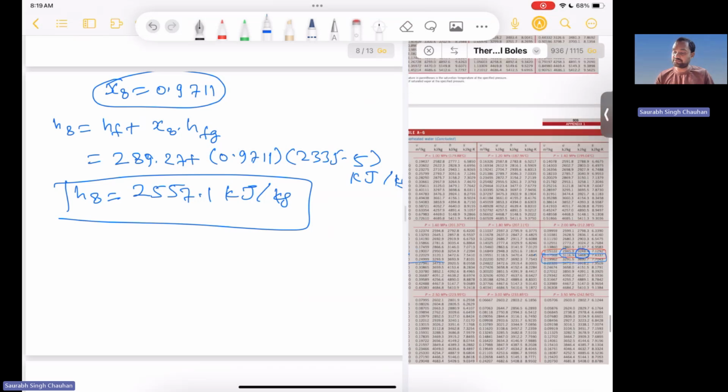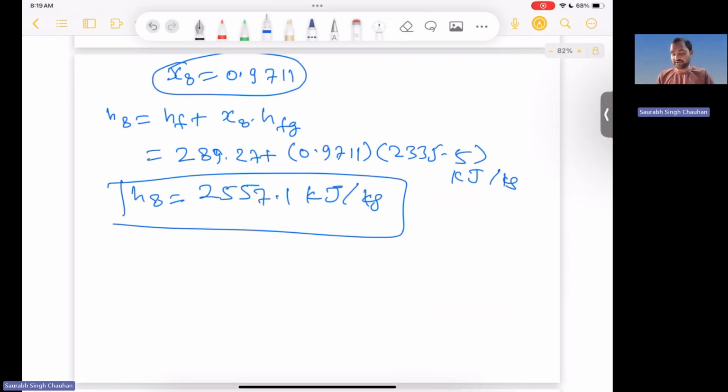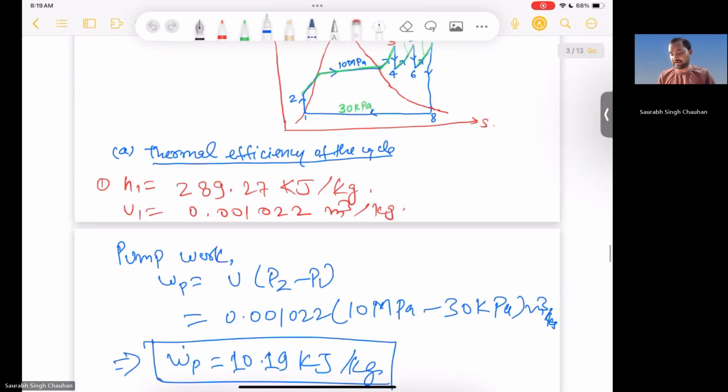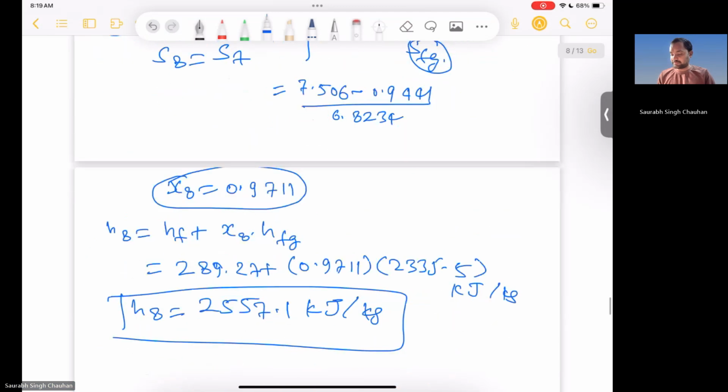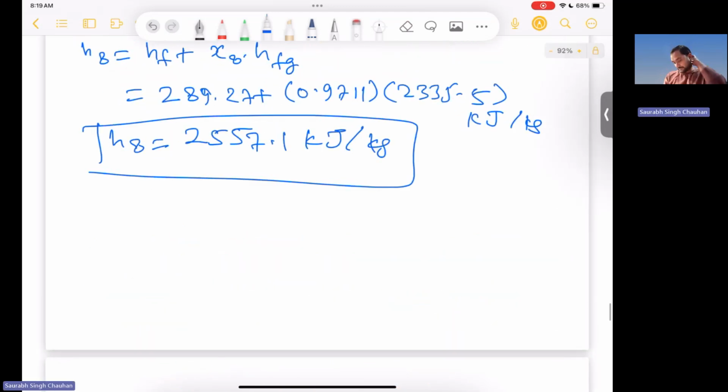Now we have all the values. So this was quite a time-taking process, checking the tables again and again, doing the interpolation. But in the exam, either you will be given the direct values or you will be provided with the steam tables.